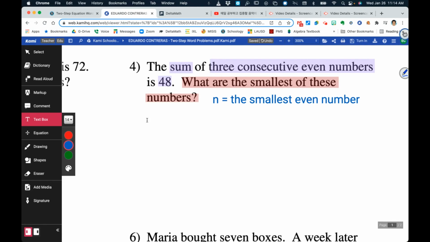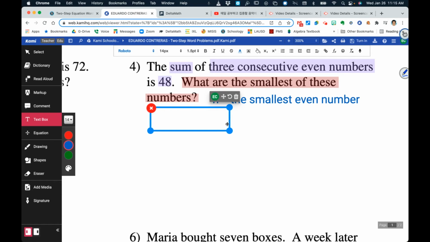Okay. Zach, I see your hand. If we could find the smallest number, couldn't we just do 48 divided by 3? Sort of. Well, eventually that's going to be done. But I want us to think of it in terms of we don't know what the smallest number is at this point. So we're calling it n, right? We're calling that smallest number n.